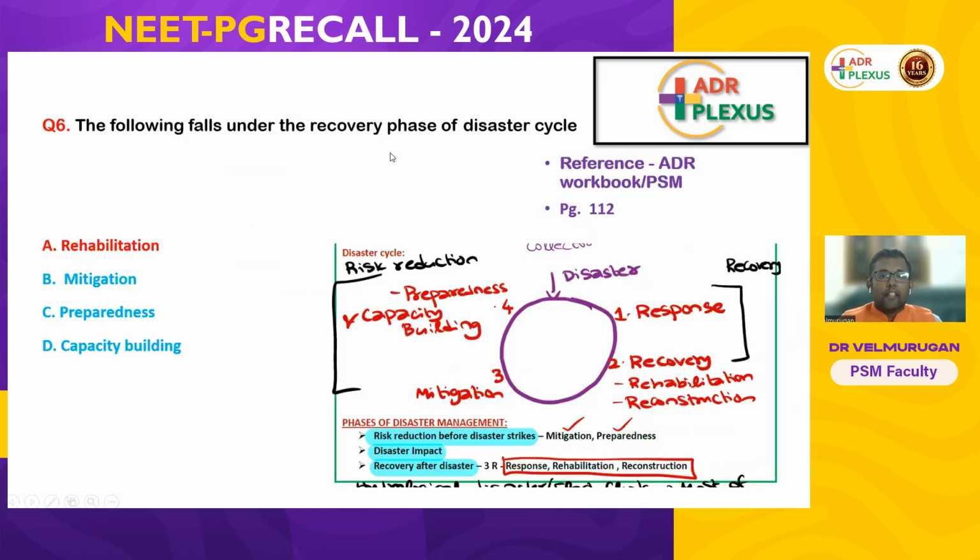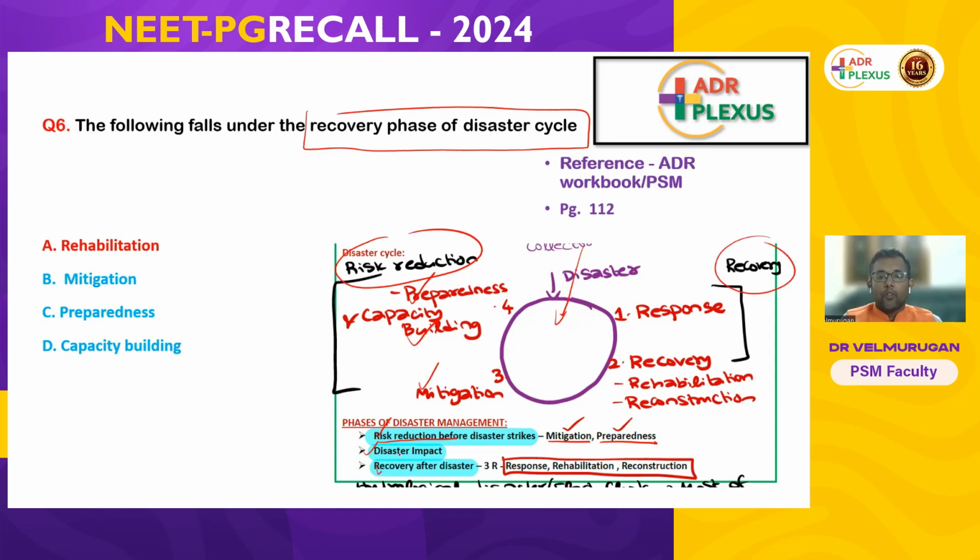The following falls under the recovery phase of the disaster cycle. So what is the disaster cycle we saw? What are the phases? 3 phases. First, before the disaster strikes, the risk reduction phase. What do we do? We do mitigation, preparedness, capacity building. We keep ourselves ready. Then the disaster strikes us. After the disaster strikes us, we do the recovery phase. What do we do in the recovery phase?